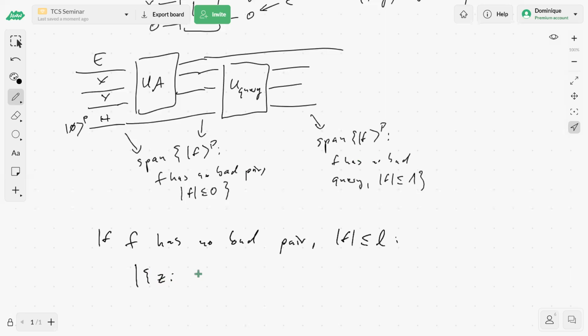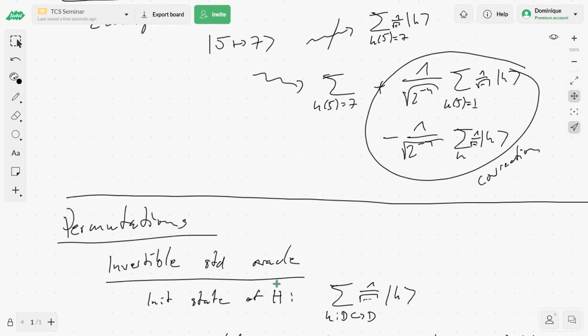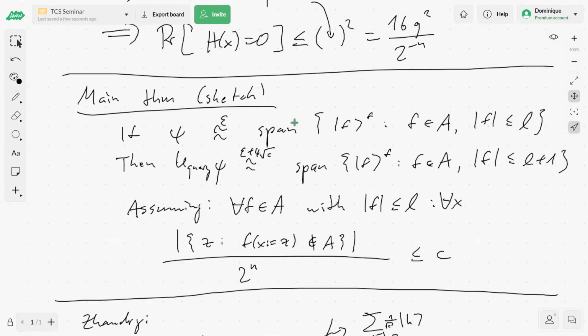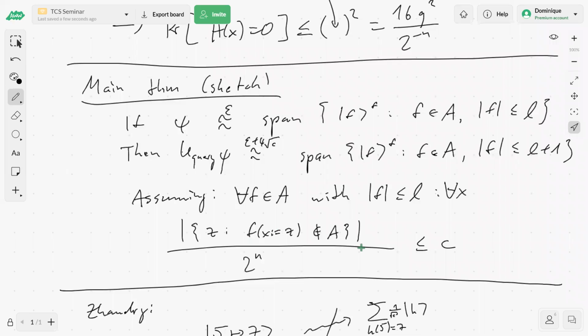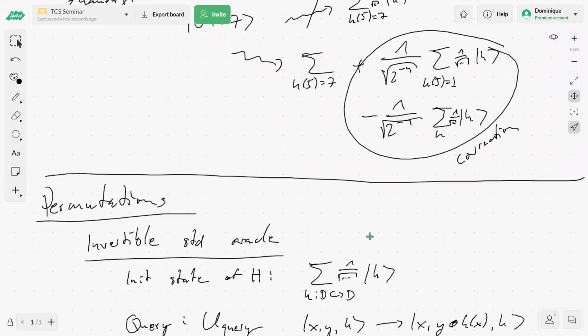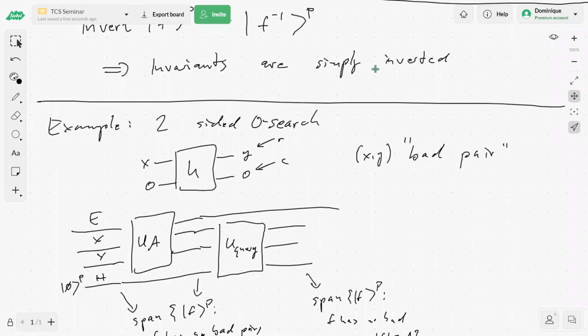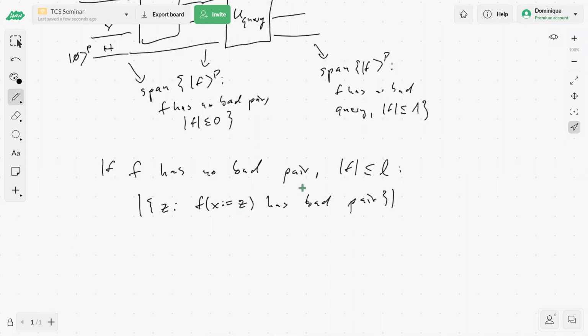how many z's are there so that f with x updated to be z has a bad pair. So this was the thing, remember in the main theorem, going there, here, we needed to show this bound. Now we're using the main theorem for permutations, but the upper part is basically still the same. So there it said, we need to count how many outputs z can switch a function that has no bad pair into one that has a bad pair.